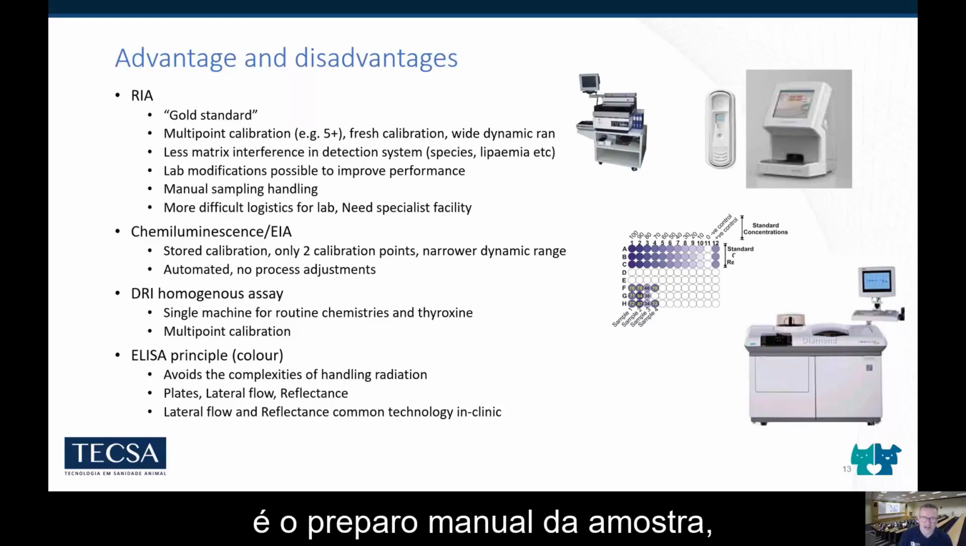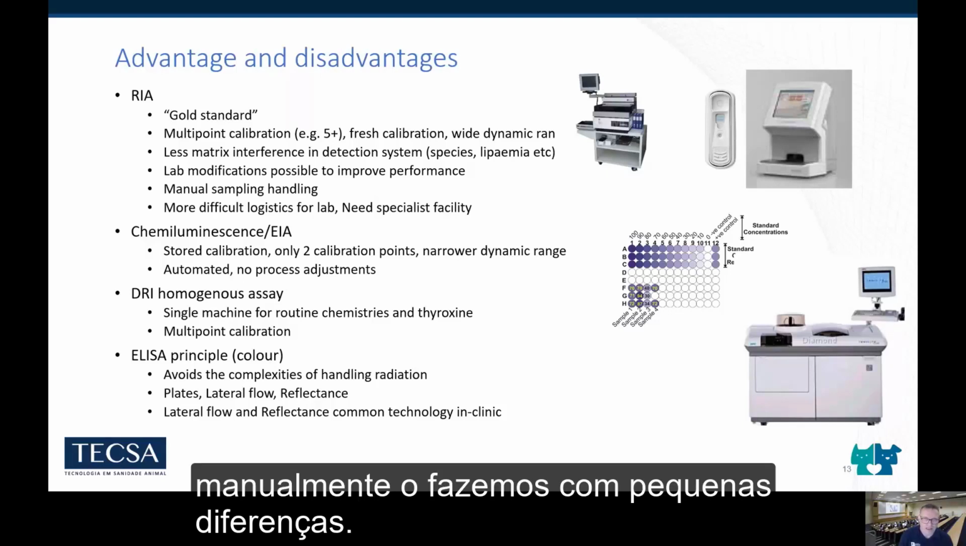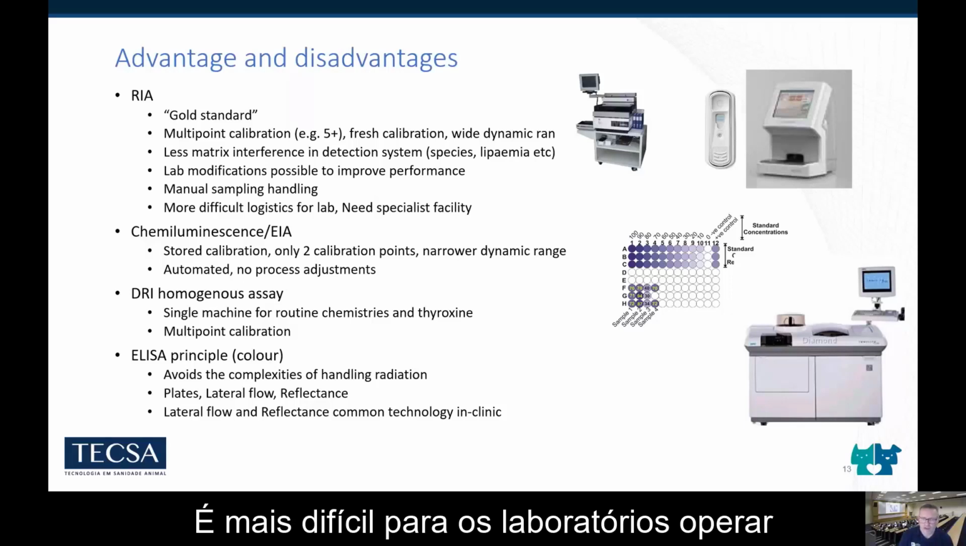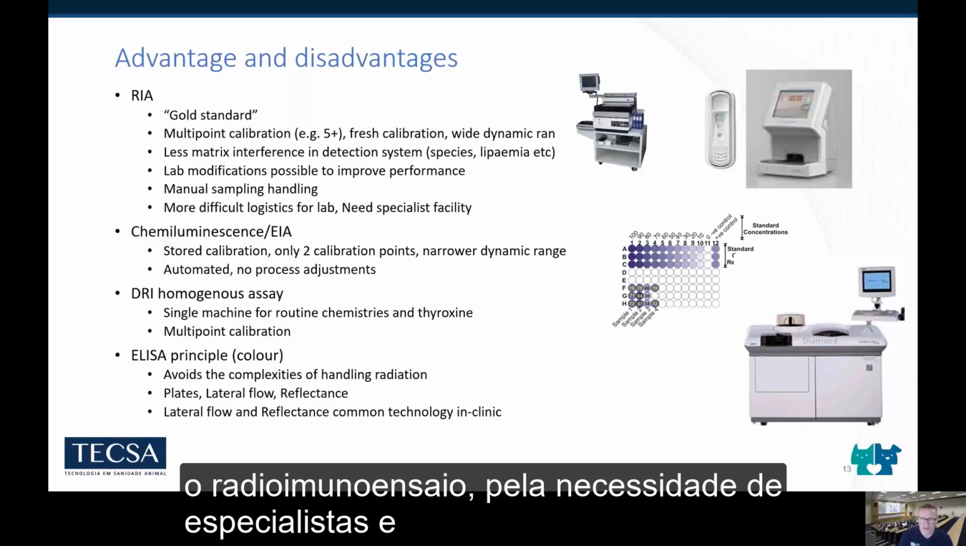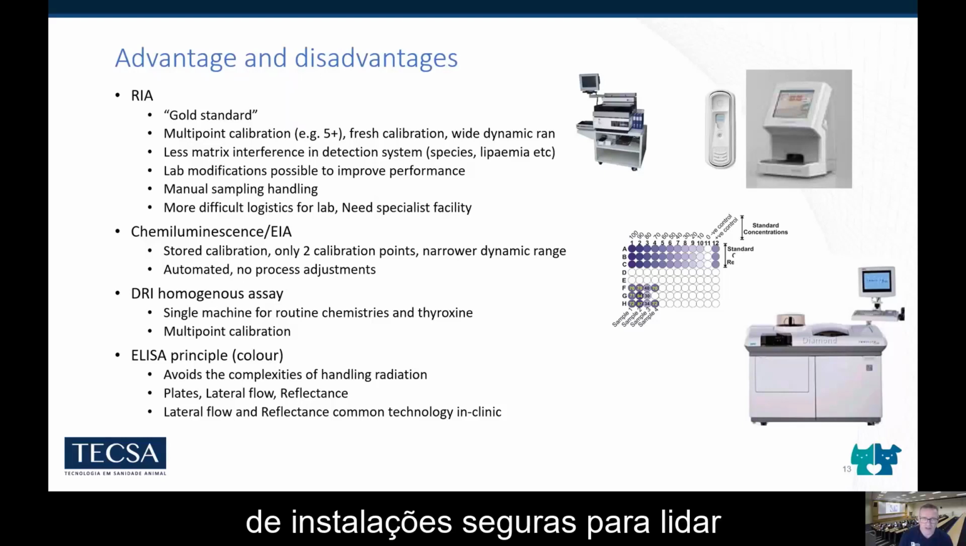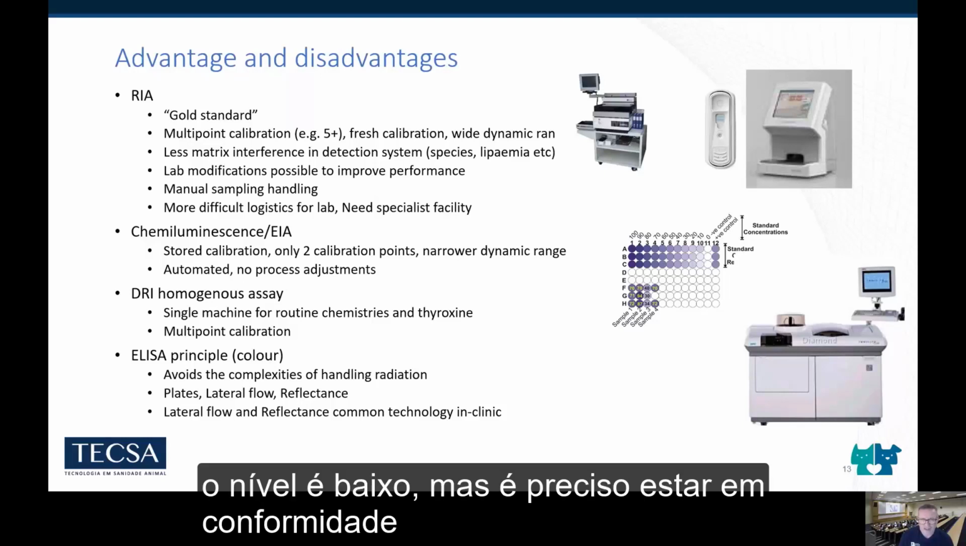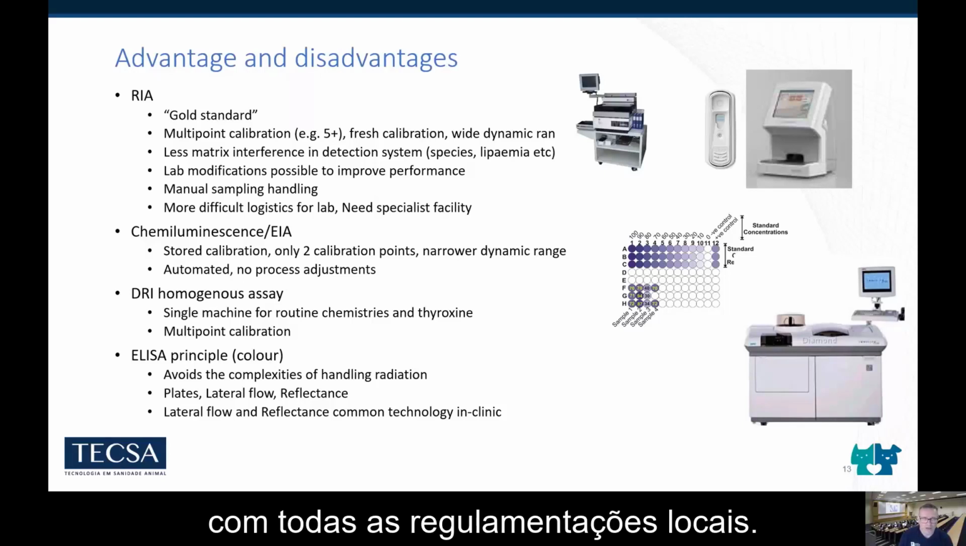The downside is its manual sample handling usually, which brings with it some variability, what we'd call imprecision, because each time we press the pipette handle, we might do it slightly differently. More difficult for labs to operate a radioimmunoassay. They do need specialist facilities that are able to handle that. It's a very safe and low level of radioactivity, but it still needs to comply with all local regulations.